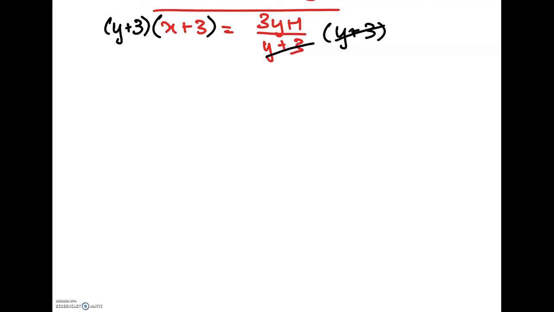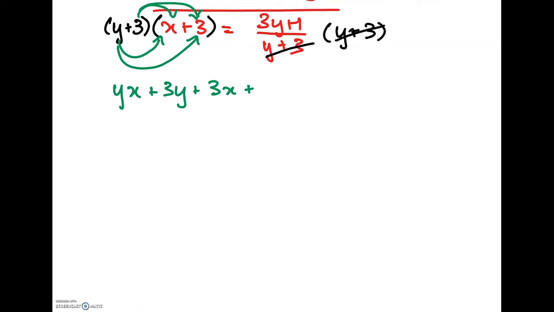And on the left-hand side, you're basically doing y times x, y times 3, and then 3 times x and 3 times 3. So it's going to become yx plus 3y plus 3x plus 9. And if you don't understand that, I would suggest you go check out some other videos on expanding binomials, and you'd probably be able to figure it out. But now on the right-hand side, we're just going to get 3y plus 1.